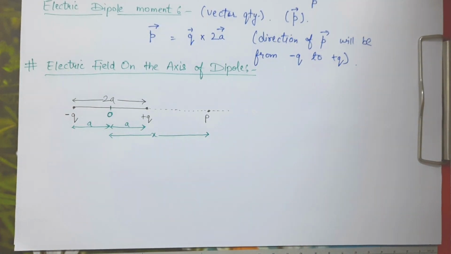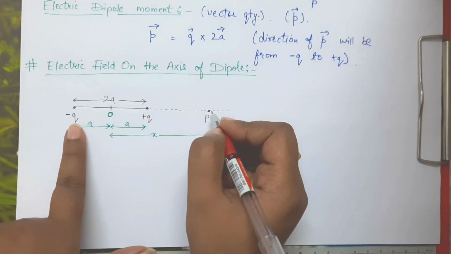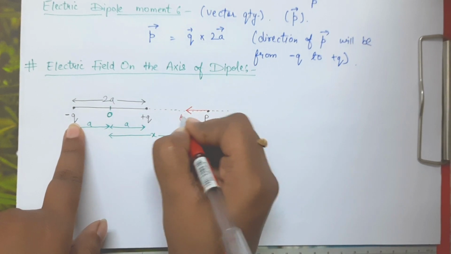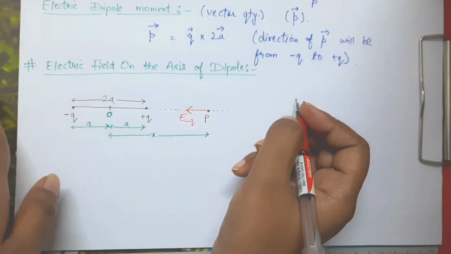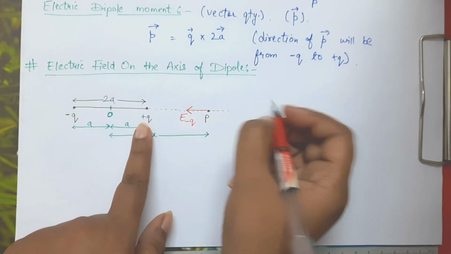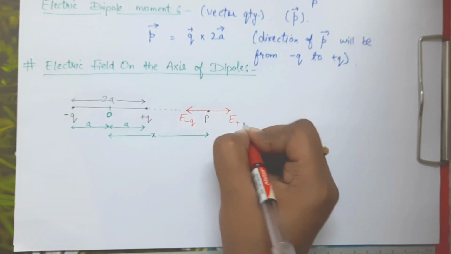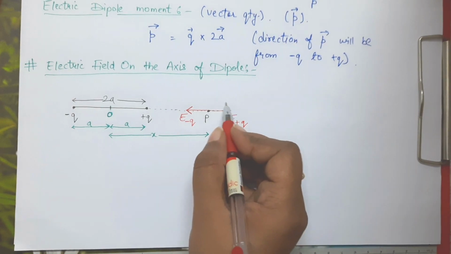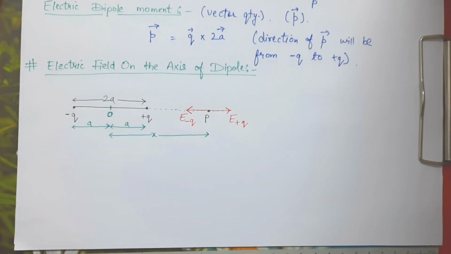Now at this point P, due to minus q charge, electric field will be in this direction, right? Electric field due to minus q charge will be like this, towards the charge, and electric field due to this plus q charge will be like this, away from the charge, that we all know. So the net electric field will be given by the subtraction of these two electric fields.